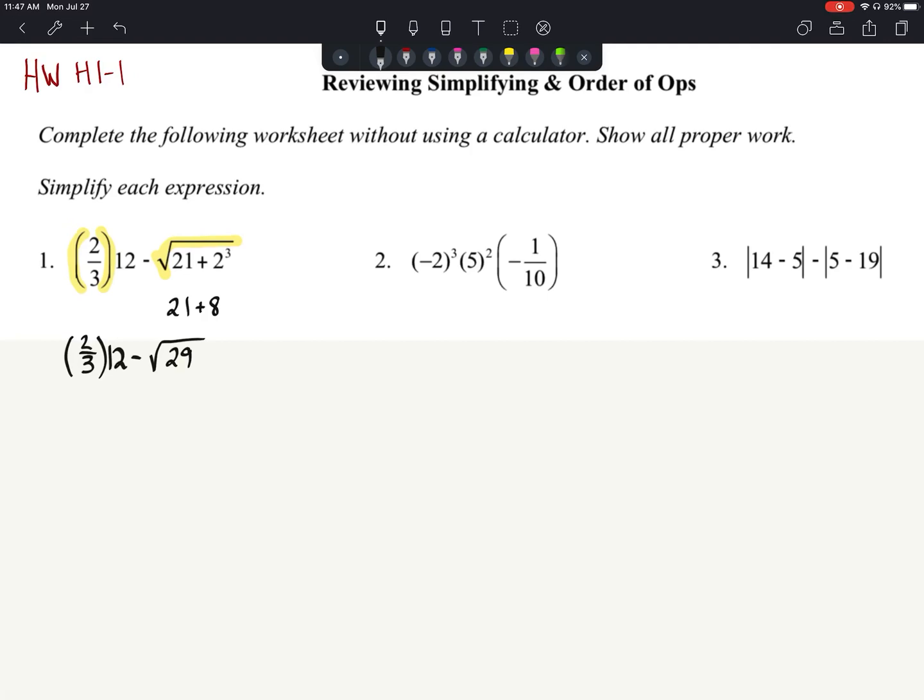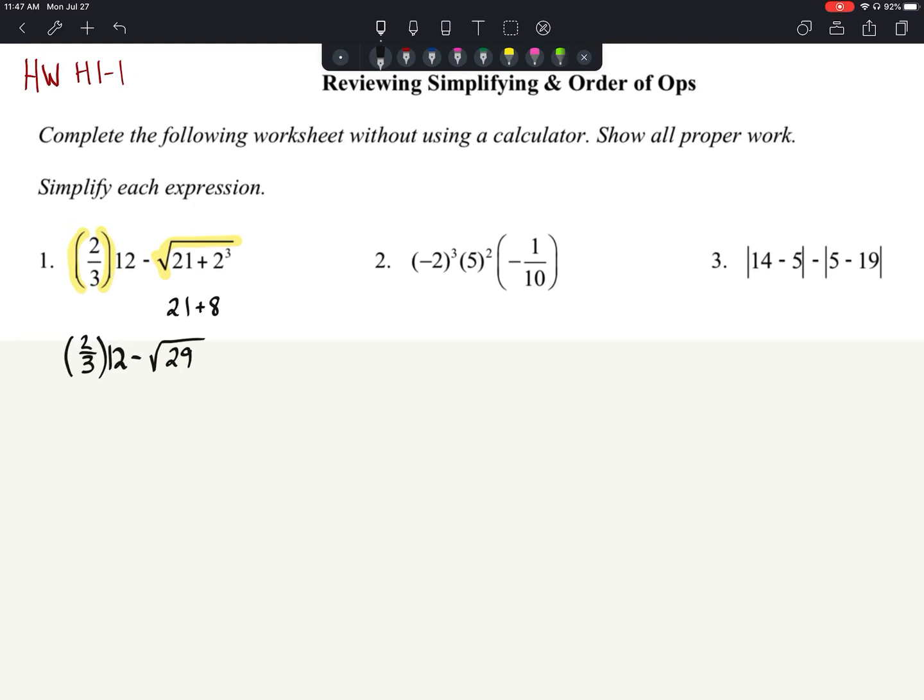Now 29 is not a perfect square, so we're not going to be able to take the square root of it and put down a nice clean number. You're going to have to get used to that because in Algebra 2, we don't always type things into the calculator and use the decimal form. This is what we would call the exact value, the square root of 29. I don't want some rounded decimal, so we'll leave that as it is.